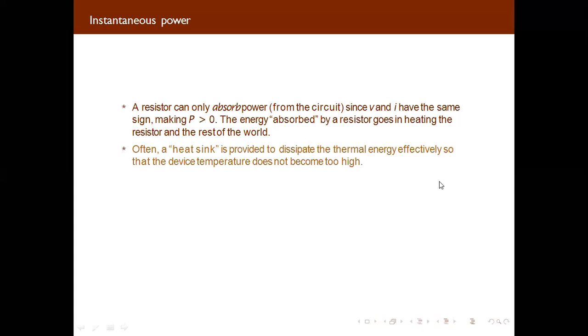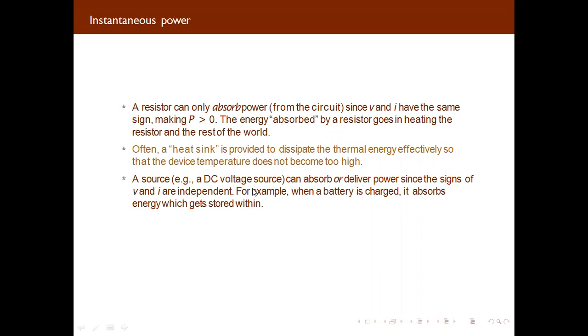we use a heat sink that will dissipate the thermal energy, so the temperature does not become high. It will dissipate that increased amount of heat. So we are using the heat sink.